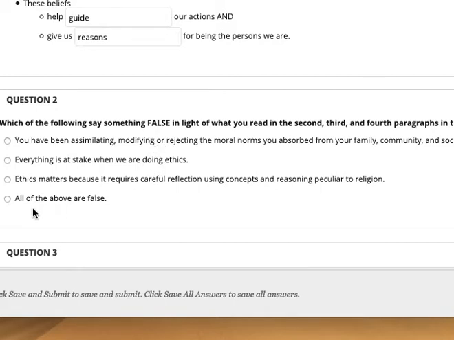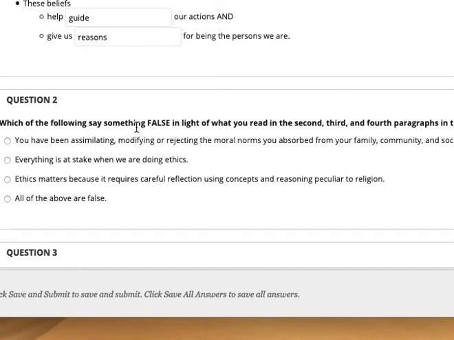All of the above are false. If it turns out that each one is false, then you have to click all of the above are false. But of course, if at least 2 of these are true, then you're only going to select one as false. Sometimes I will also put none of the above are false. Okay, so, I put none of the above is false here, and then I put all of the above are false here. So always read through these items carefully.